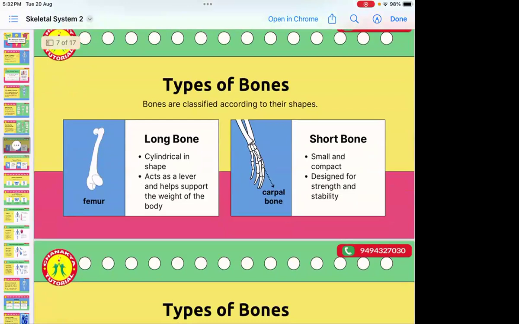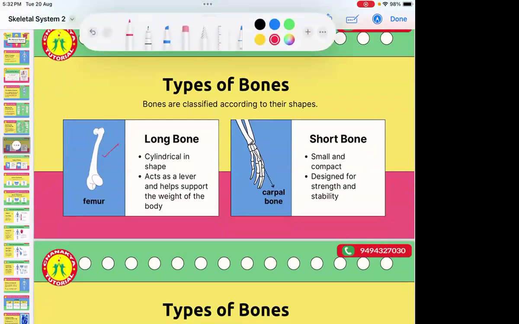So, types of bones. See here, femur. If I give you the picture, like now the dictate test will be there, right? So I can give you this picture and then I can ask you to write about it. You should write the answer there: femur, and you should write this is a long bone, which is cylindrical in shape and acts as a lever and helps support the weight of the body. What do you mean by lever?